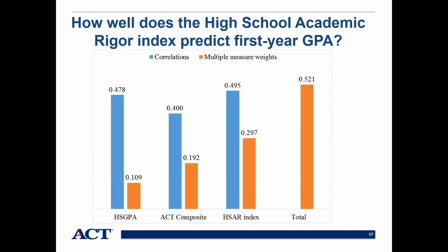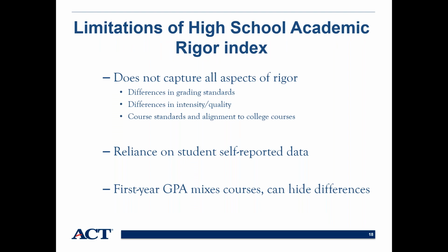Now, the correlations only tell us how each measure predicts by itself. Multiple measure weights give us an indication of the predictive strength of each measure when they're considered together. The multiple weights for each measure are given by the orange bars in this chart, and you can see they're all smaller than the correlations, and this is because of some redundancy or overlap across the 3 measures. In the multiple measures model, the rigor index has the largest weight, followed by ACT composite score, and then high school GPA. High school GPA decreases the most because of its redundancy with the rigor index.